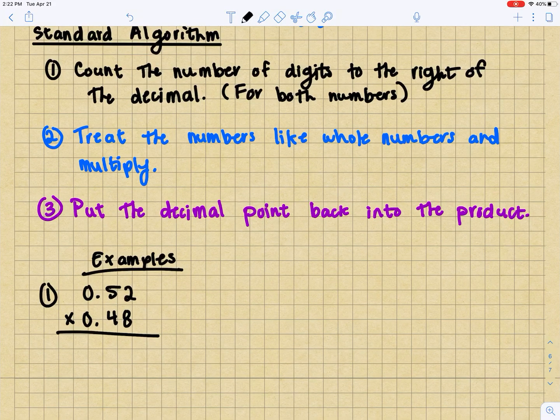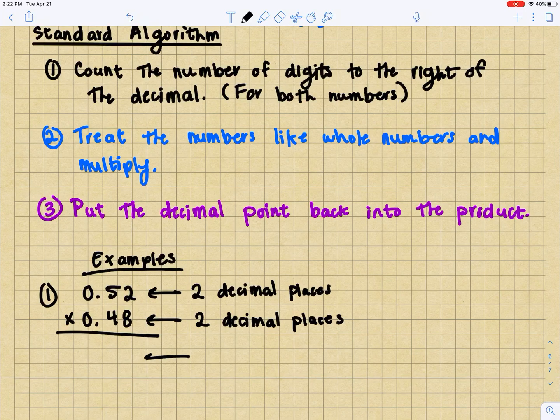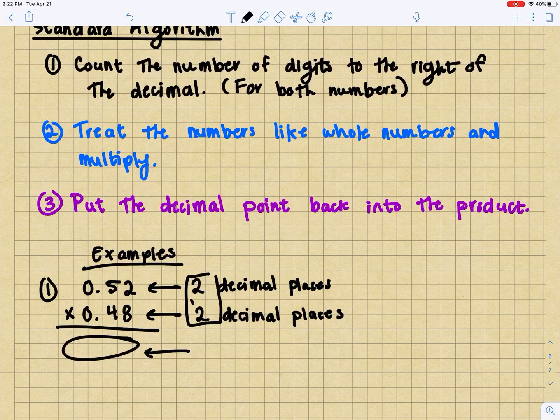So step one says count the number of digits to the right of the decimal. How many digits are to the right of the decimal point in 52 hundredths? There are 2. And we'll label these as decimal places. How many are to the right of 48 hundredths? There are also 2. When you get your answer, we're going to add these two numbers together. So you should have a total of 4 decimal places in your answer.